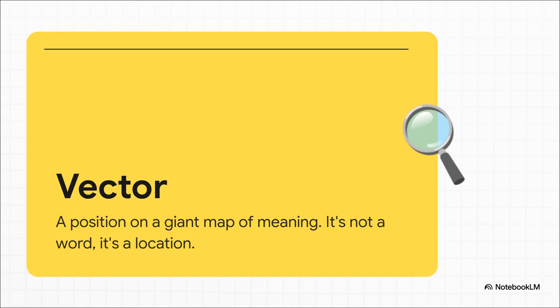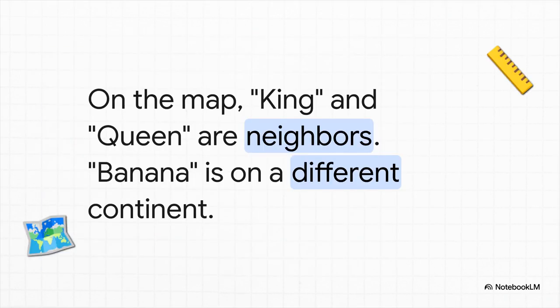And that location, that set of coordinates, that's what we call a vector. It's not the word itself. It's a number that represents its meaning. And the way this map is laid out is just brilliant. Things with similar meanings, concepts like king and queen, get placed right next to each other. They're basically neighbors in the city of royalty. But a word like banana, oh, that's thousands of miles away, on a totally different continent of meaning. The distance between any two points tells you exactly how related they are.